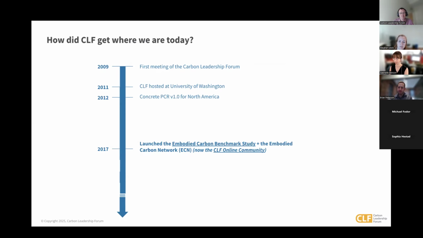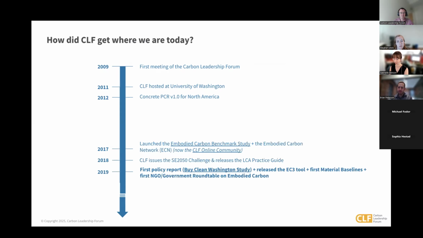From the early days, you can also see data and community were both really critical to building and being a part of CLF. In 2019, CLF published its first policy report, the Buy Clean Washington study, beginning our trajectory as a knowledge hub for policymakers in addition to practitioners. And at Greenbuild the same year, the EC3 tool was released, as well as the first version of the CLF material baselines. The EC3 tool was taken on by the new nonprofit Building Transparency later that year. 2019 was also the first NGO government roundtable meeting on embodied carbon, which started with 12 NGOs and today has over 70 active organizations.